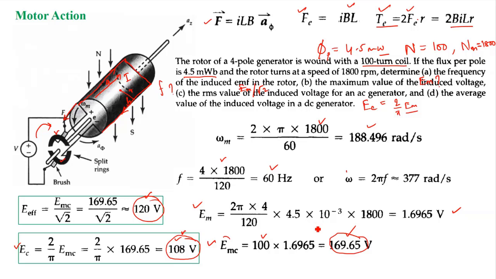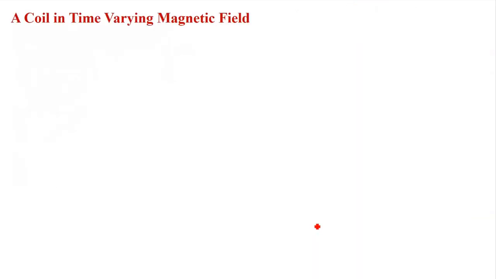Okay, so now let us move forward. Now we'll see a coil in a time varying magnetic field. So what will happen when a coil is placed in a time varying magnetic field? Previously we have seen that when you put a coil in a uniform magnetic field, just leave it, right?